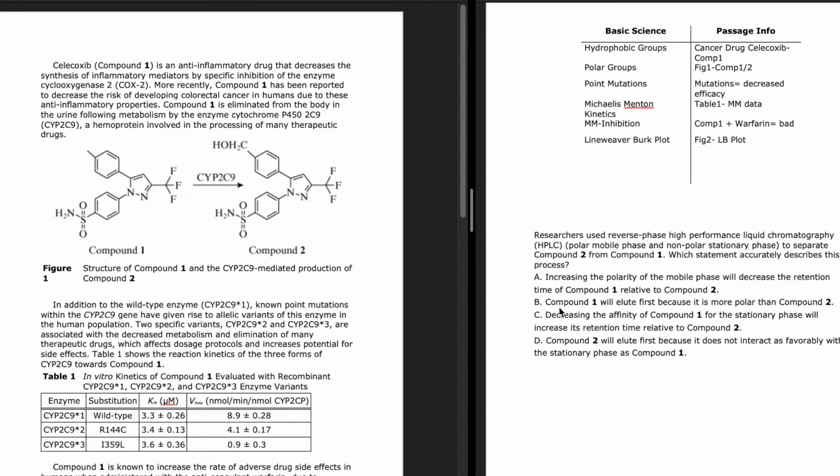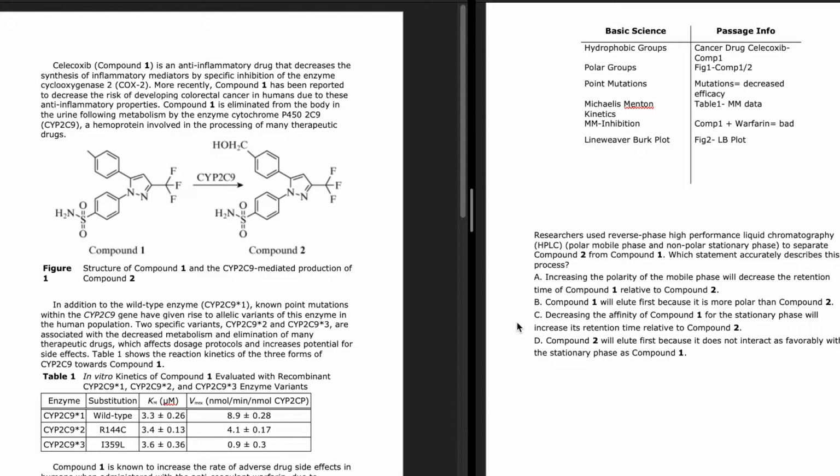Now for B, compound 1 will elute first because it is more polar than compound 2. So again, we know the opposite to be true. Compound 2 is more polar than compound 1. So I'm going to say maybe not here. C, decreasing the affinity of compound 1 for the stationary phase will decrease its retention time relative to compound 2. So again, this is also the opposite trend.